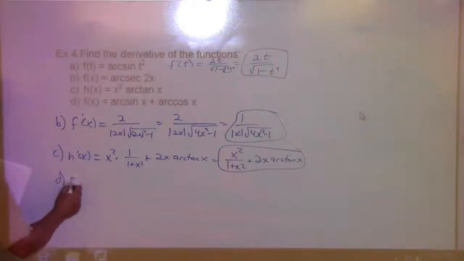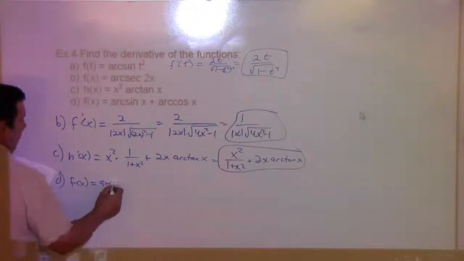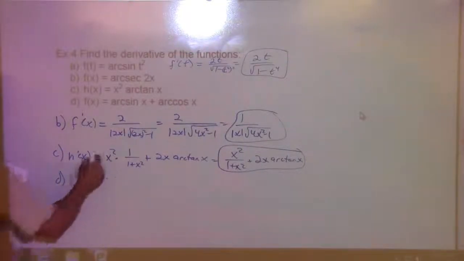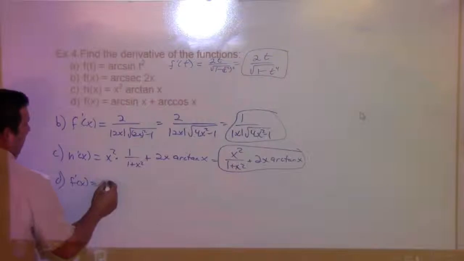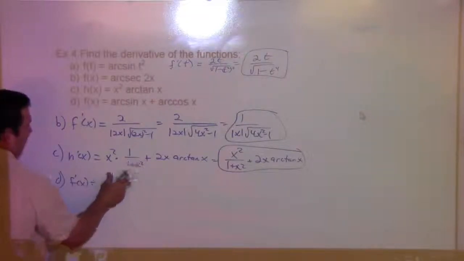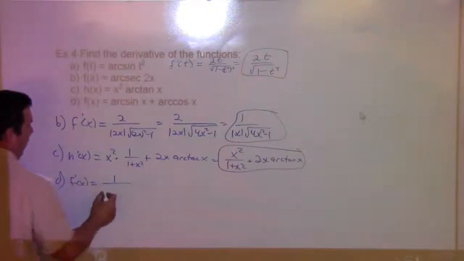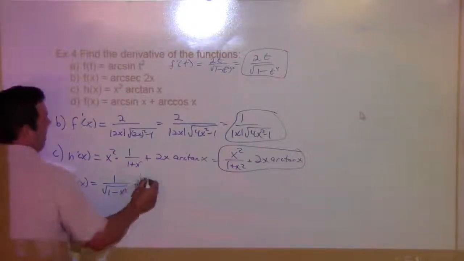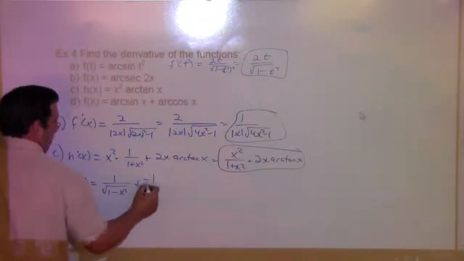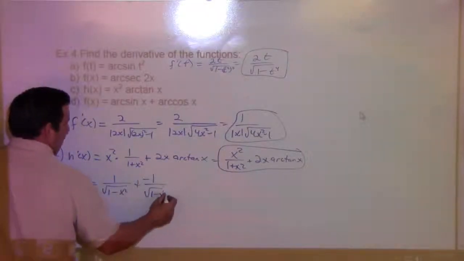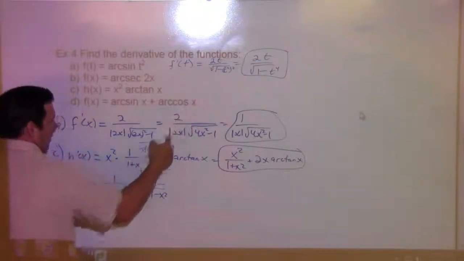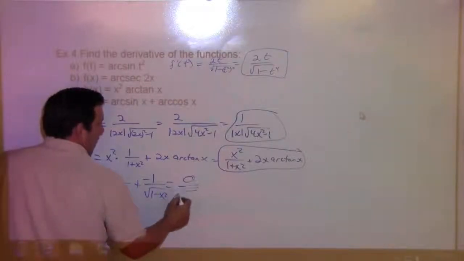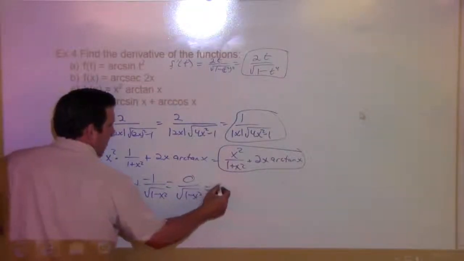And then for d, f of x is arc sine plus arc cosine. Its derivative is going to be f prime of x. The derivative of arc sine is going to be positive 1, the derivative of x, over the square root of 1 minus x squared, plus the derivative of arc cosine. This one's negative 1 over the square root of 1 minus x squared, because the derivative of x is 1 and it had a negative with it. So 1 plus negative 1 is 0 over the square root of 1 minus x squared, which is 0.